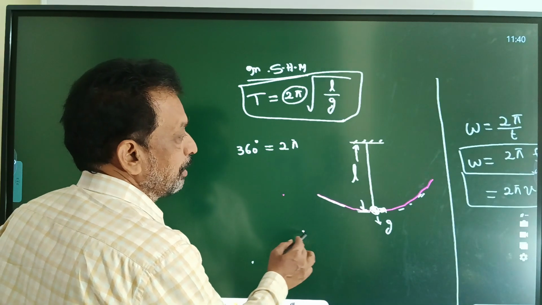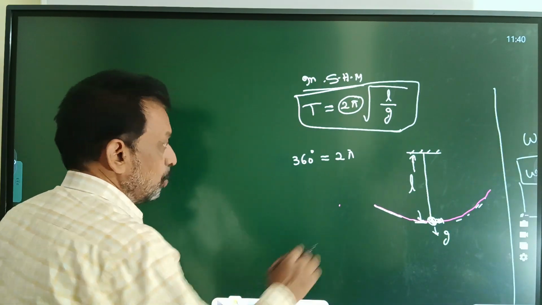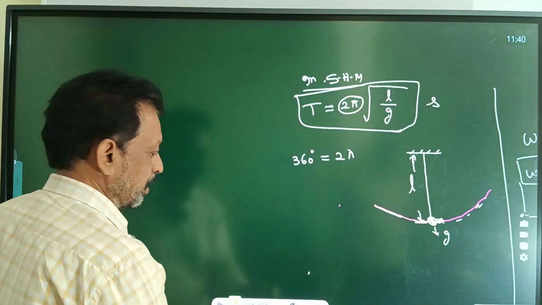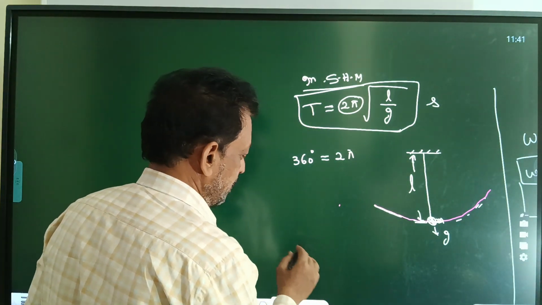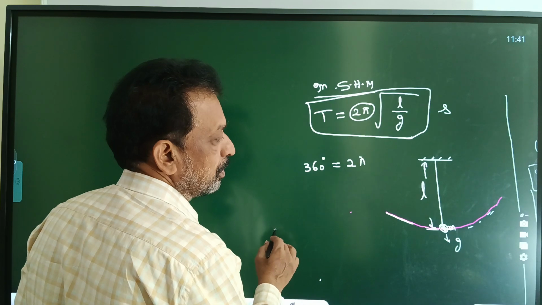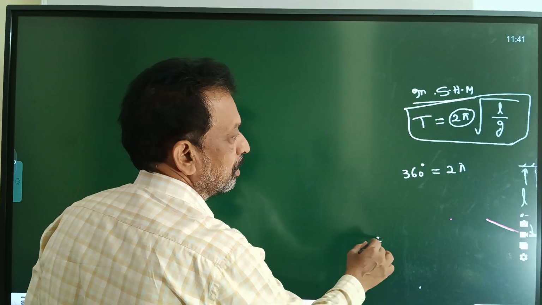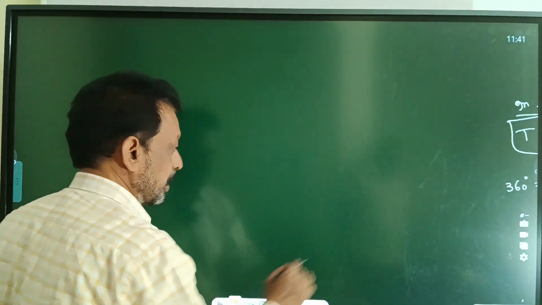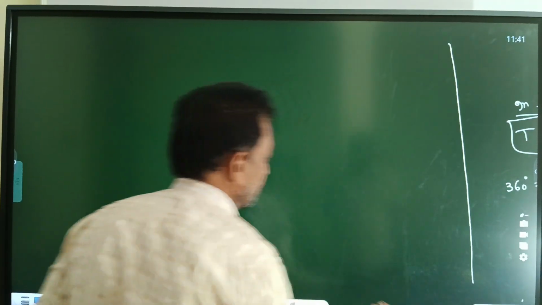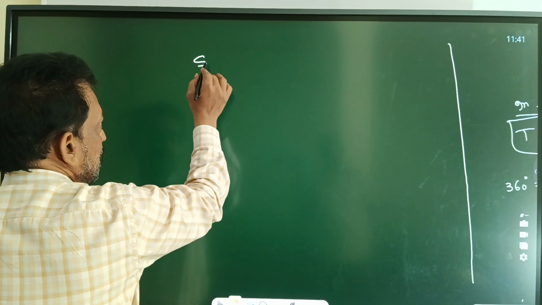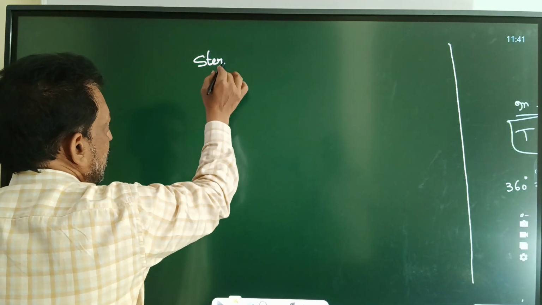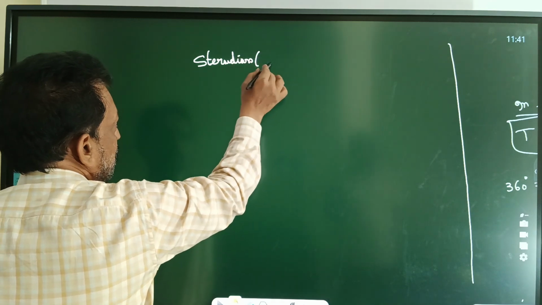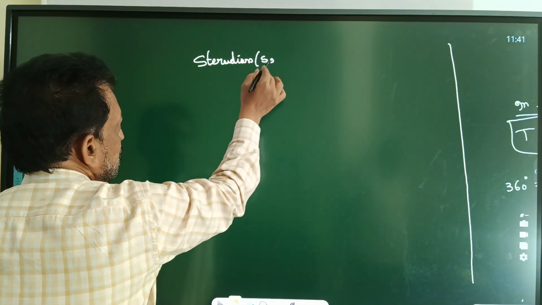Now go to the next one: solid angle, steradian. Right, all of you? Please write steradian. The symbol, the short form, is SR, or the full name is steradian.